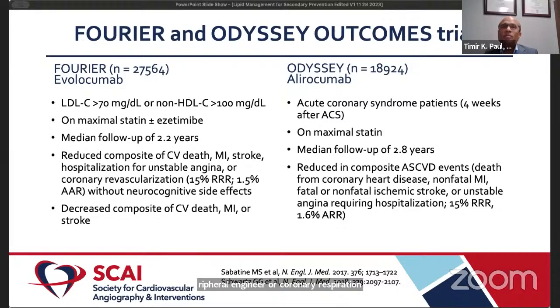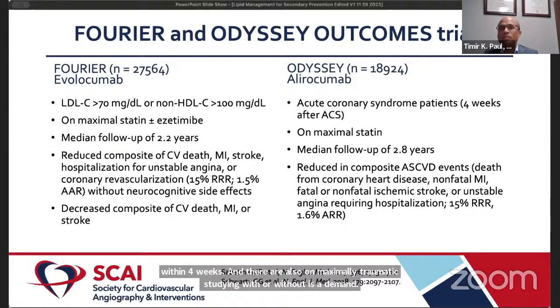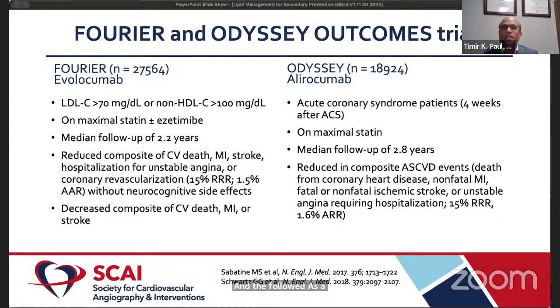On the other hand, alirocumab has been tested in the Odyssey trial, almost 19,000 patients. They included patients with acute coronary syndrome within 4 weeks, and they were also on maximally tolerated statin with or without ezetimibe. They followed them for a mean of almost 3 years. And it showed exactly similar reduction of composite cardiovascular events and MACE. You can see in both the trials, the absolute risk reduction is approximately 1.5%. Next.